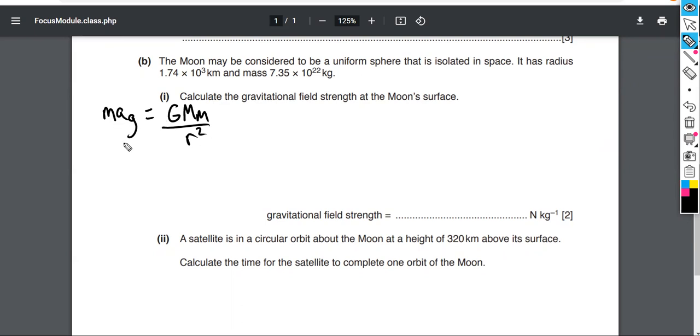So we set these two equal to each other, cancel out the tiny mass, and we can see that the acceleration due to gravity, let's just call it g, local g, is equal to that universal gravitational constant times the mass divided by, now the radius of the object squared.